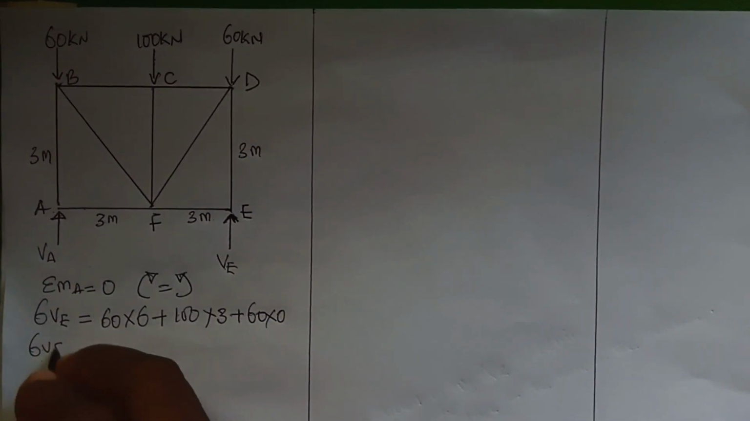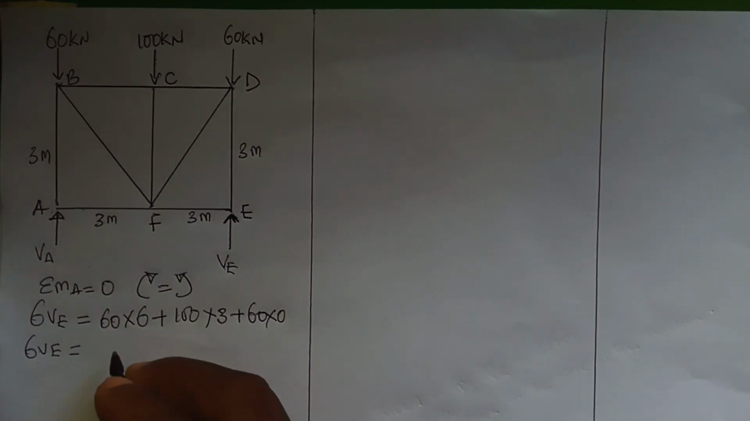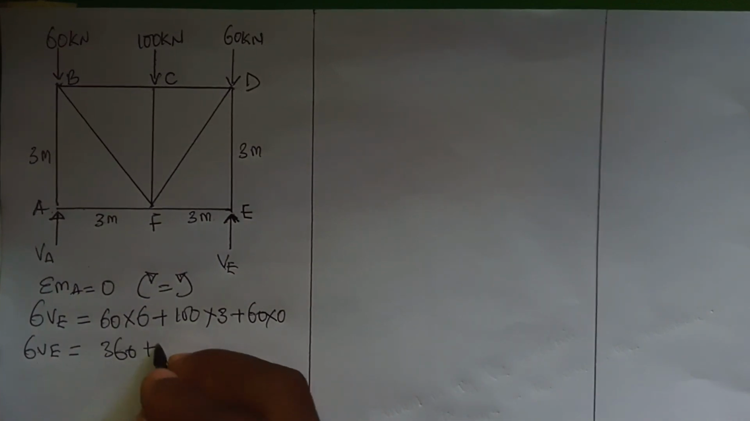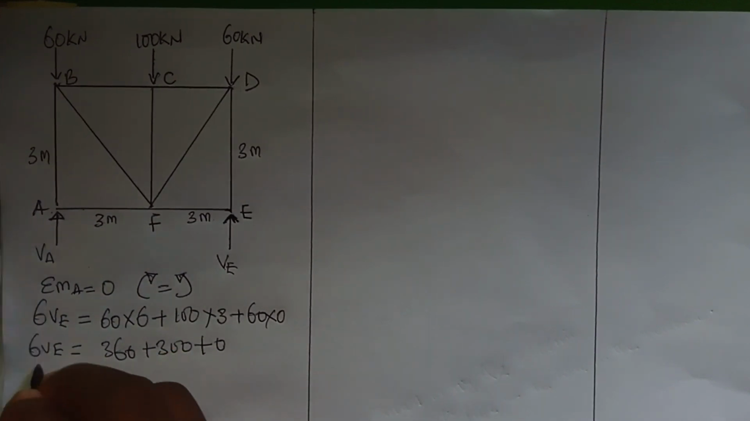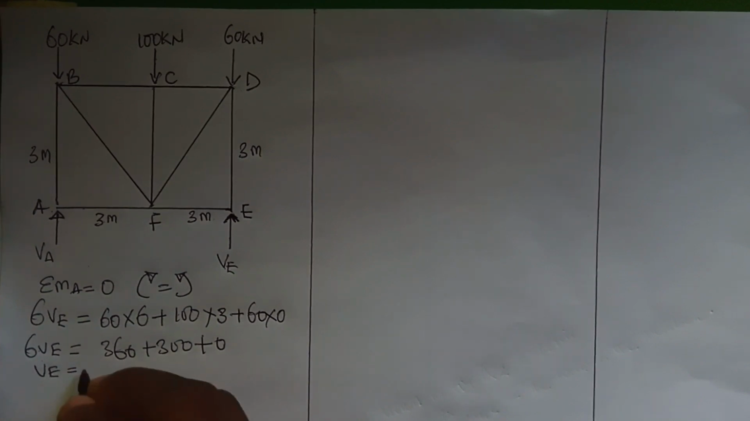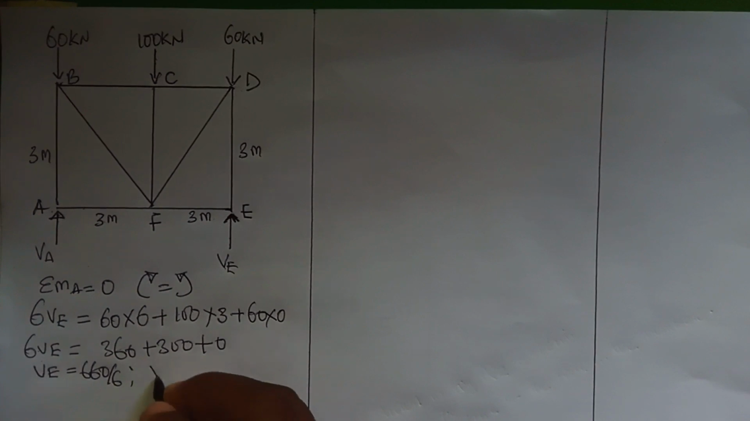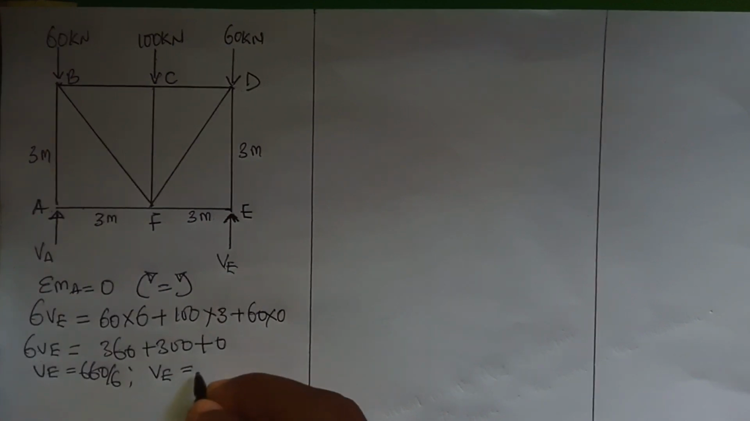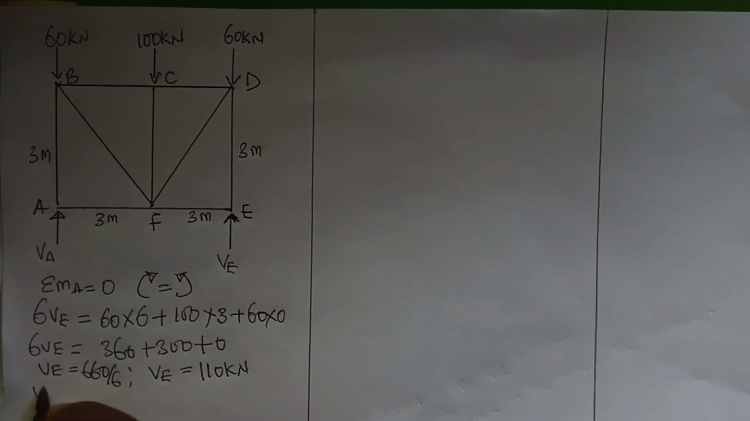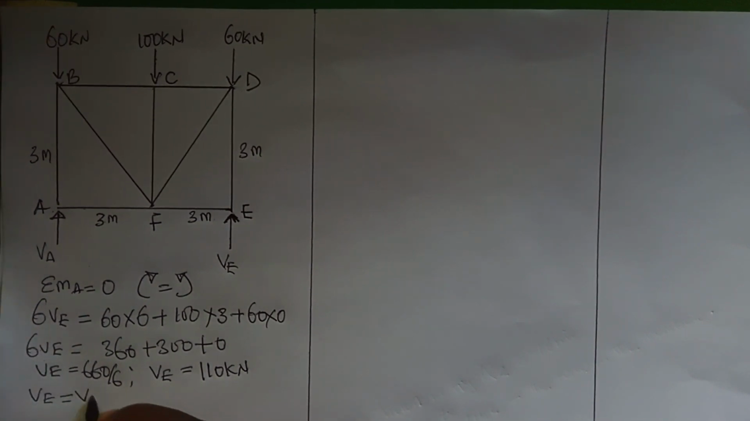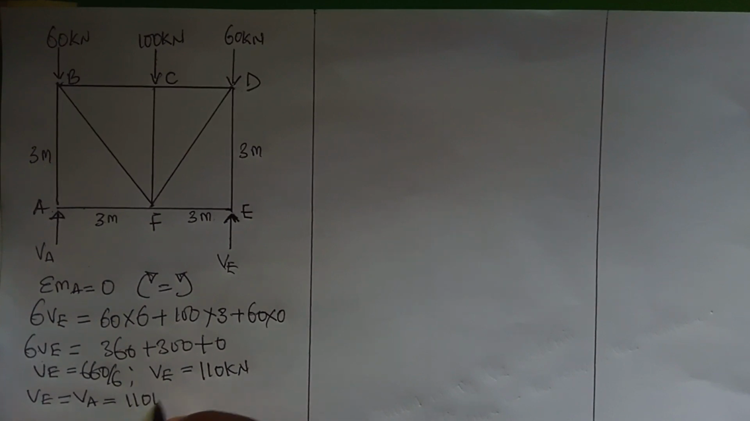Therefore, we have 6 VE is equal to 360 plus 300 plus 0. Therefore, our VE is equal to 660 over 6. Therefore, our VE is equal to 110 kilonewton. Now, this particular truss is symmetrically loaded. Therefore, VE should be equal to VA, which is equal to 110 kilonewton.